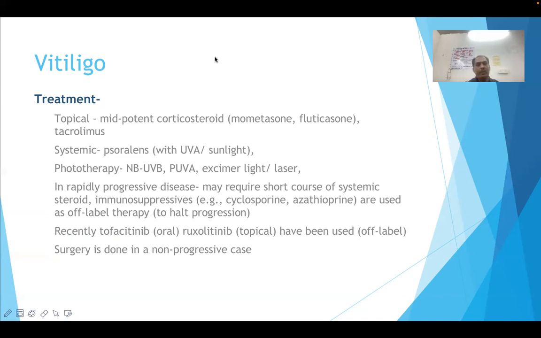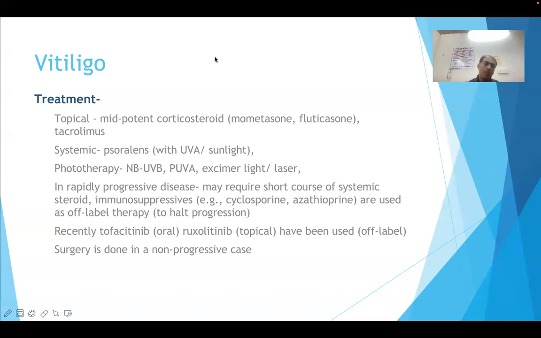Treatment mainly rests on mid-potent corticosteroids as they suppress the immune response going on. Systemic therapies include steroids and other immunosuppressants such as cyclosporine, azathioprine, methotrexate, etc. Phototherapy, narrowband UVB, psoralens and ultraviolet A, excimer lights and lasers have also been widely used in treatment of vitiligo nowadays. Tofacitinib and ruxolitinib are the newer agents which are being used in treatment of vitiligo.